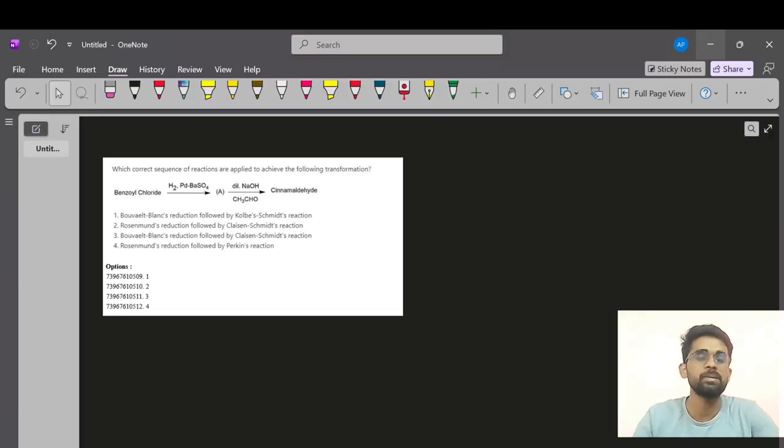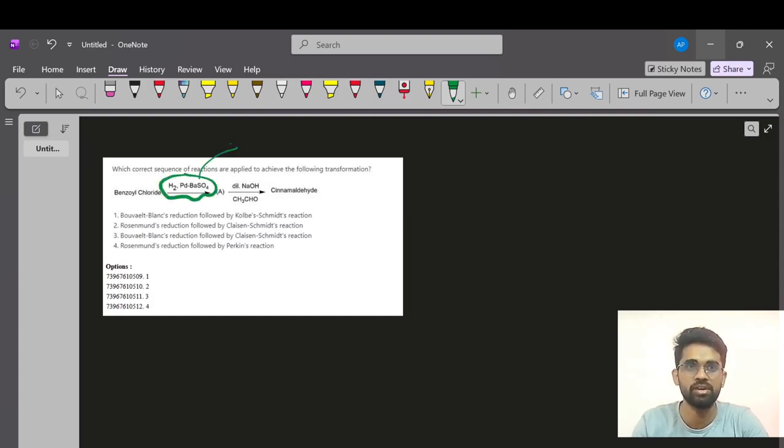So the first question here is benzoyl chloride upon treating with H2, Pd/BaSO4. What is the name of this catalyst or reagent they have used? It is called Lindlar's catalyst. What is the use of Lindlar's catalyst? It will convert acyl halides to aldehydes.